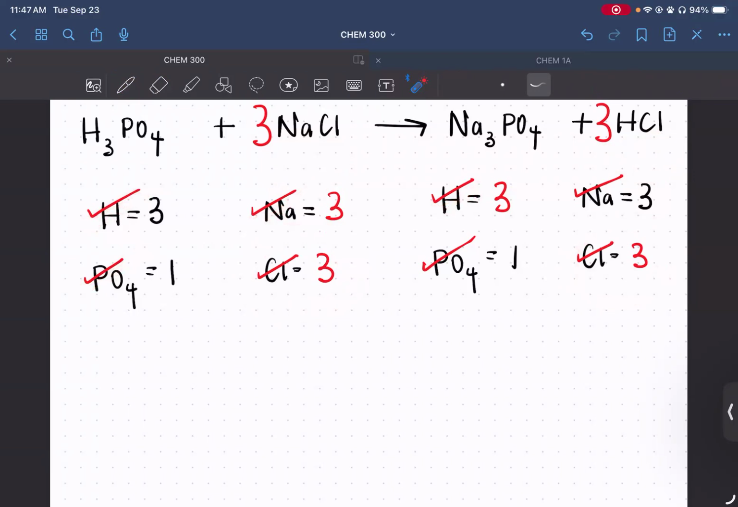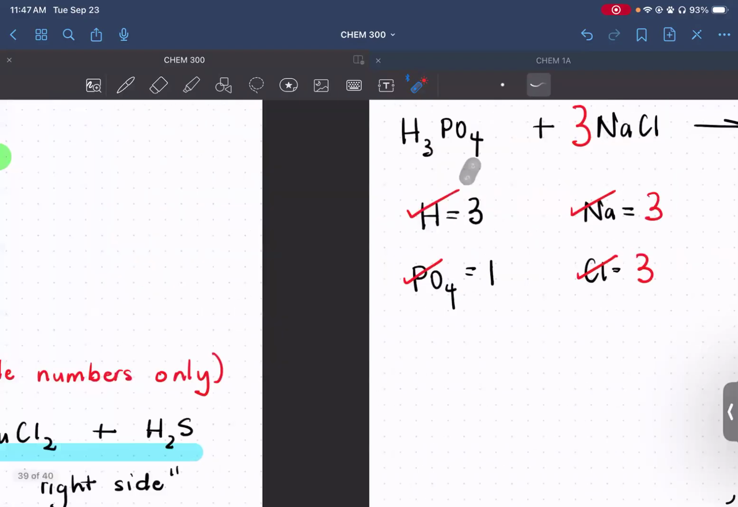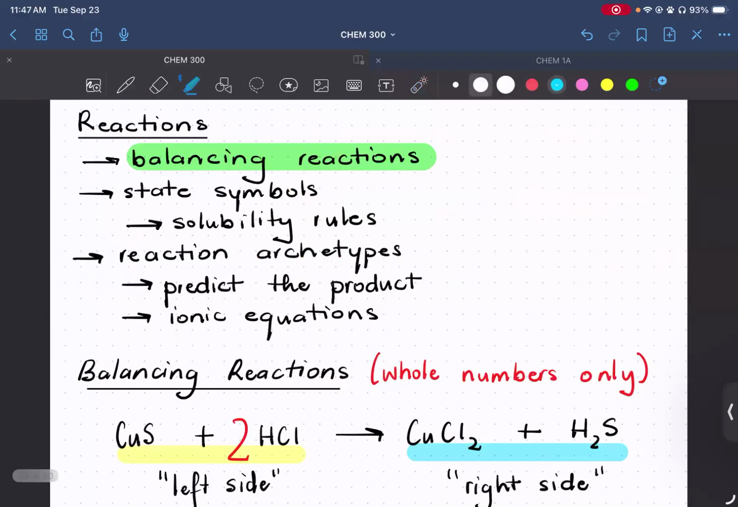So this is the kind of topic where you need to trust the end game. You need to trust that everything is going to work out. If it doesn't, that means that you're wrong and probably need to start over. That's balancing chemical equations. After that, we're now going to talk about state symbols and solubility rules.